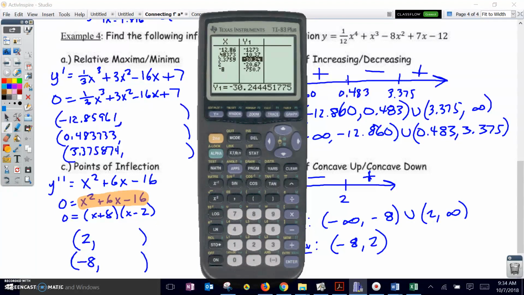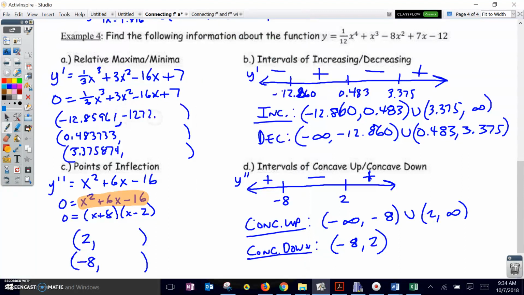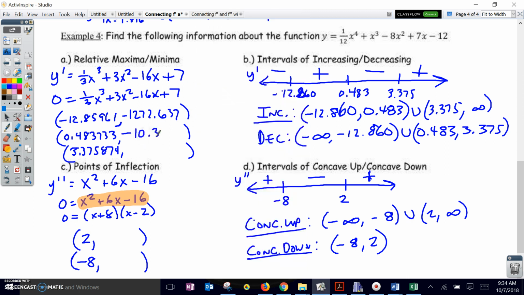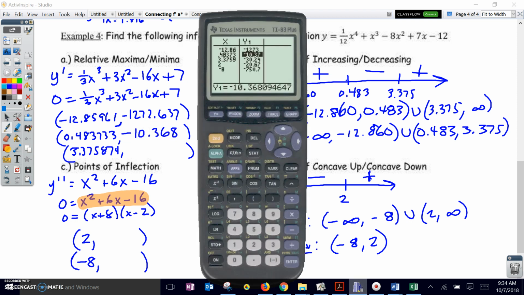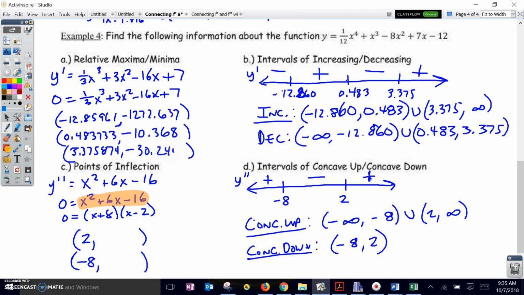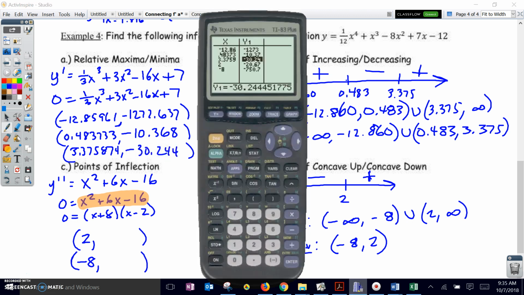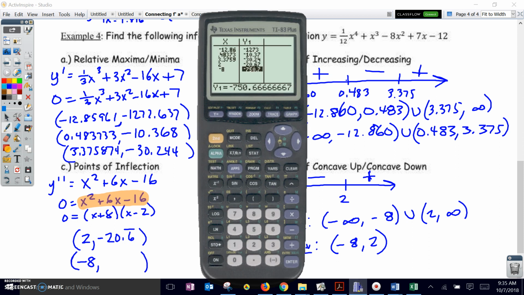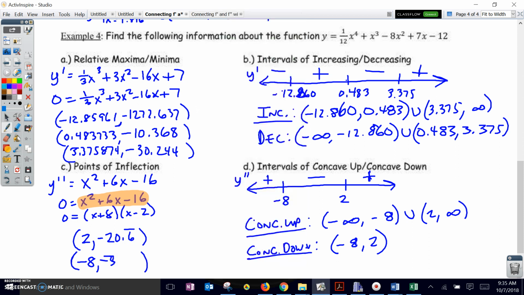Alright, now I can go over into this y column to get more decimal places of accuracy. I've got negative 1272.637. And we've got negative 10.368. And we've got negative 30.244. And we've got negative 20.6 repeating. And we've got negative 750.6 repeating.